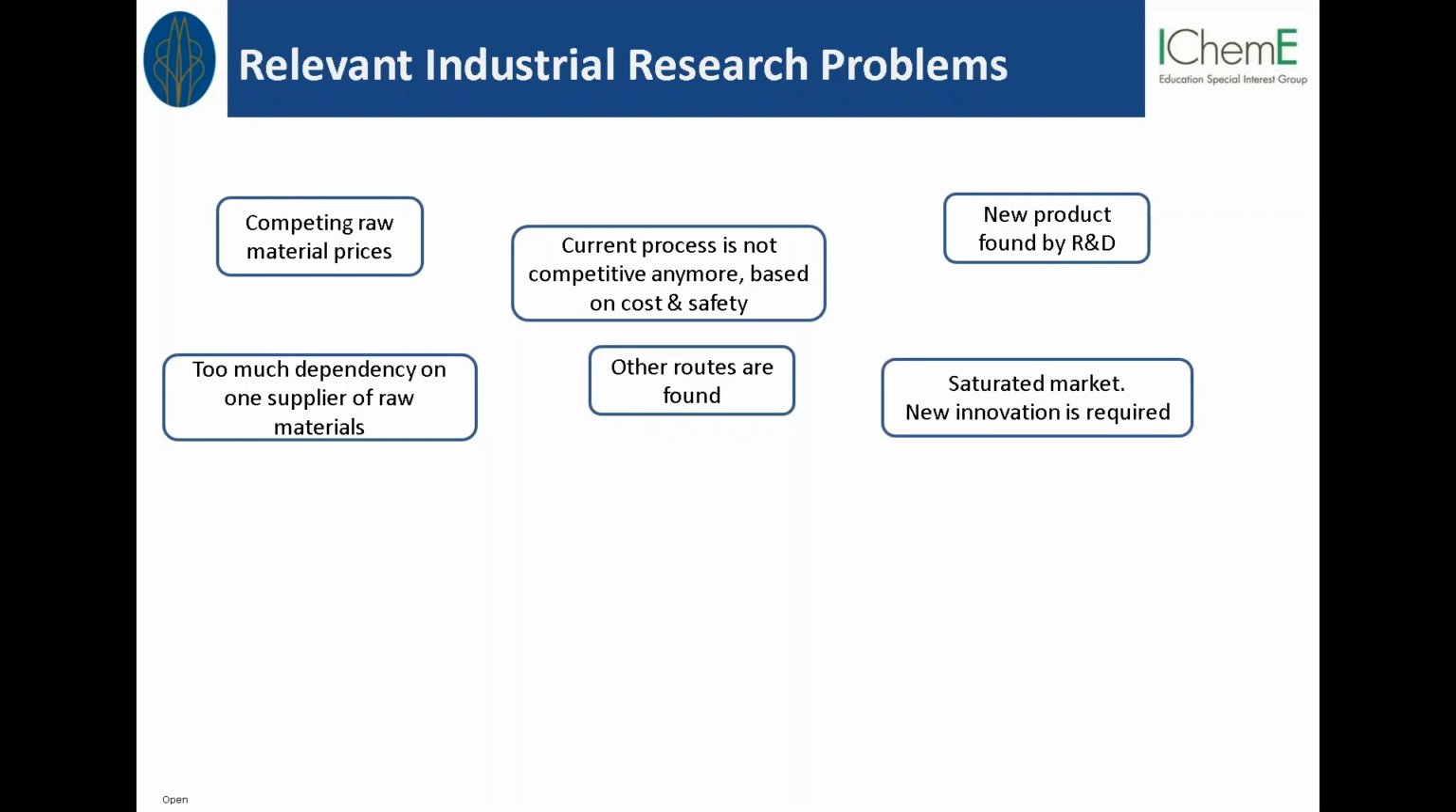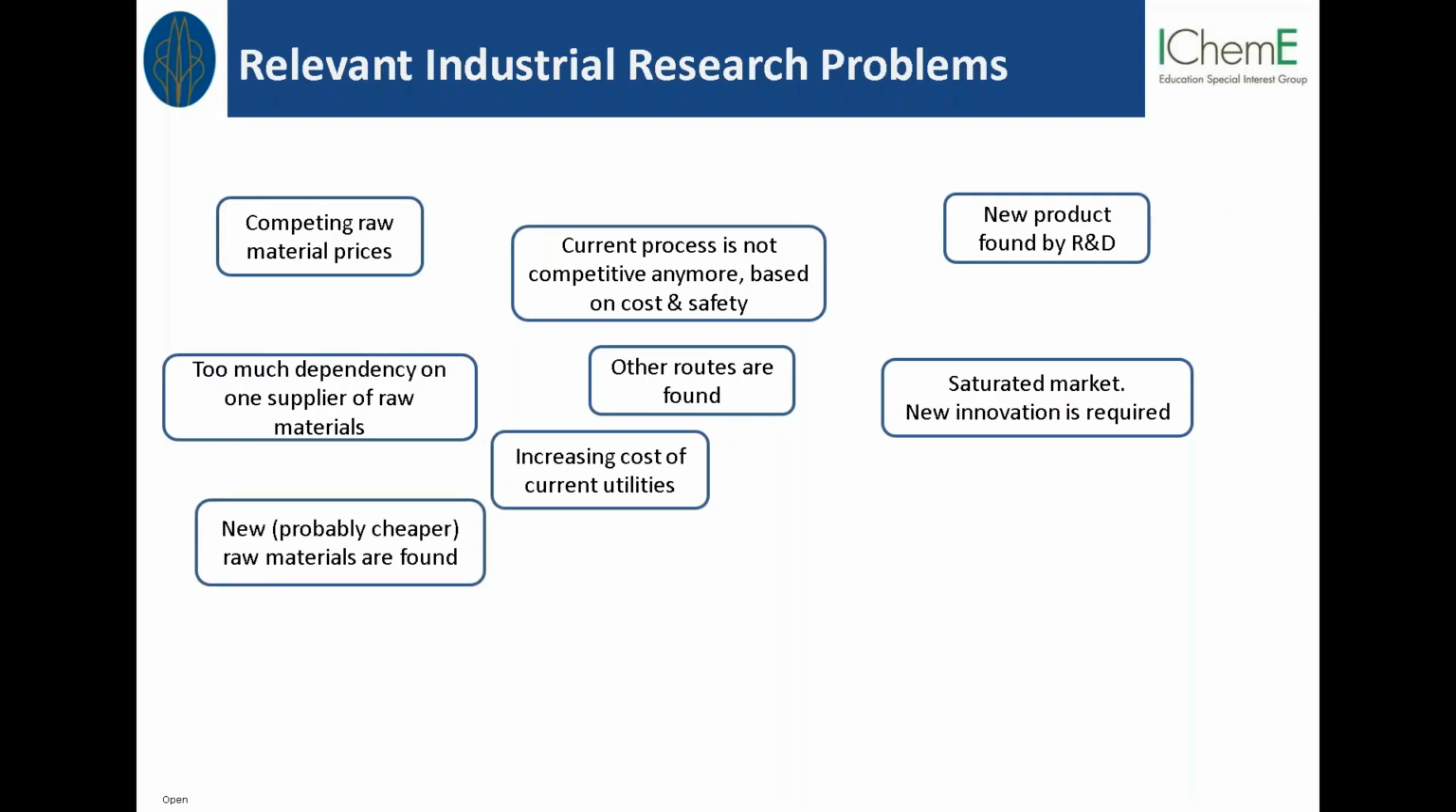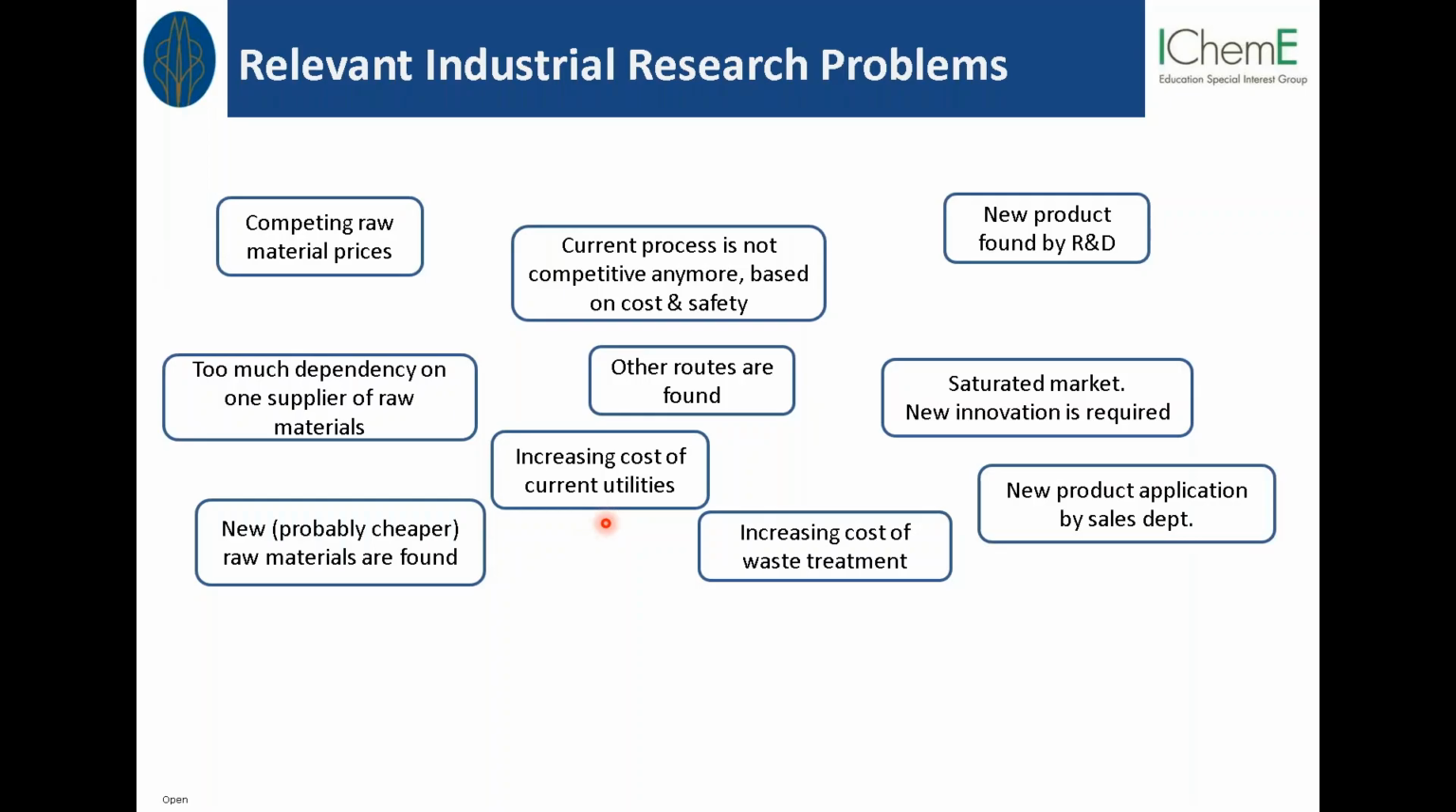It could also be that the current market we are producing for, the current chemical, is already a saturated market. So in that sense, if we are going to produce the same product, can we use it in a different way? Or can we produce more downstream products? These are also kinds of questions. It could also be that we have increasing cost of utilities. Probably new raw materials are found, so this is related to the competing raw material prices as well. And there could also be increasing cost of waste treatment, which is also related to the utilities. So many things are dependent or linked to each other.